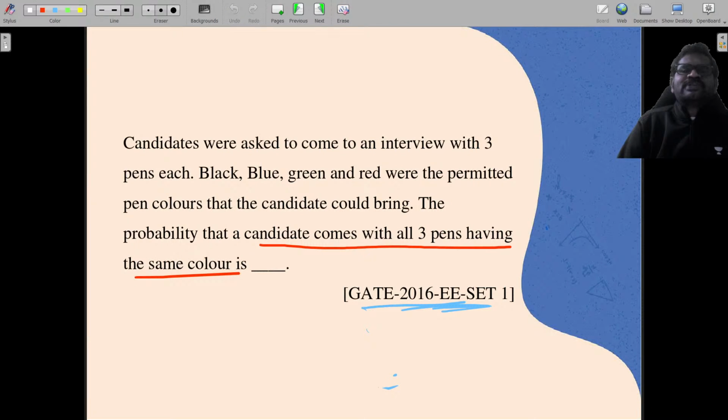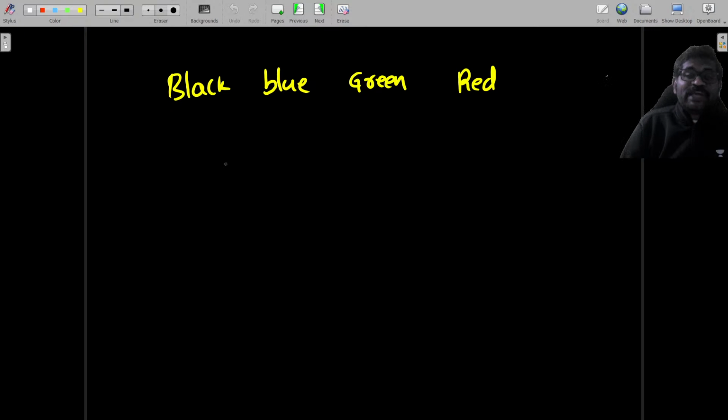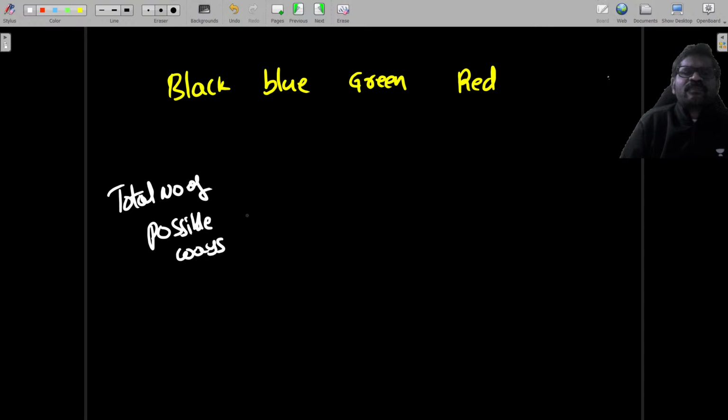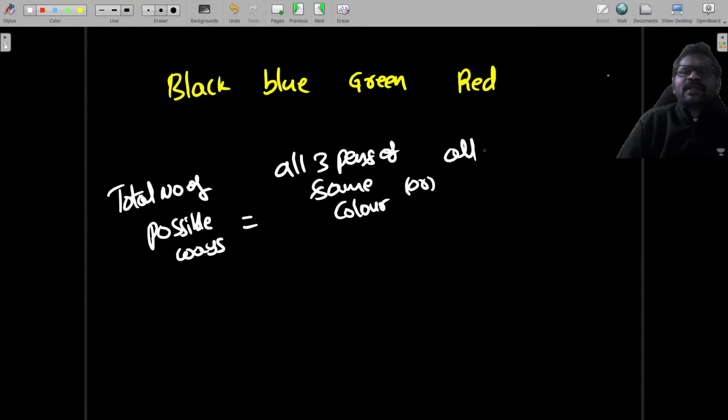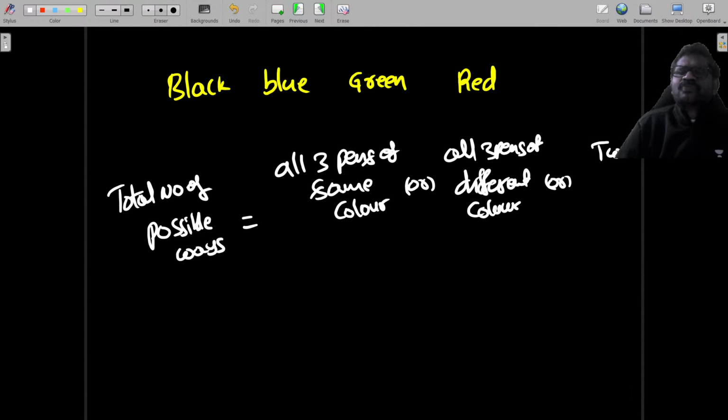Now, first I am writing total number of possible ways. Here, total number of possible ways means the candidate could bring all 3 pens of same color, or all 3 pens of different color, or 2 of same color and 1 of different color. These are the 3 different possible ways.